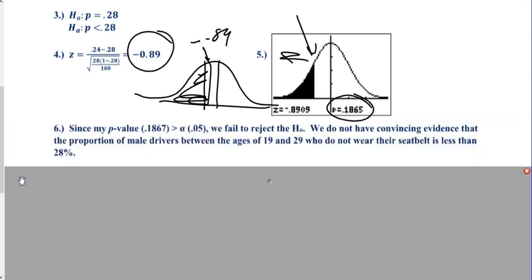Step 6, since my p-value, 0.1865, 1867, I don't know what the deal is there, is greater than alpha, this time we fail to reject the H0. We do not have convincing evidence that the proportion of male drivers between 19 and 29 who don't wear their seatbelts is less than 28%. Okay? And you get that from right here. Okay? We fail to reject the H0. Okay? So we're saying no to this. We don't have evidence to support that.